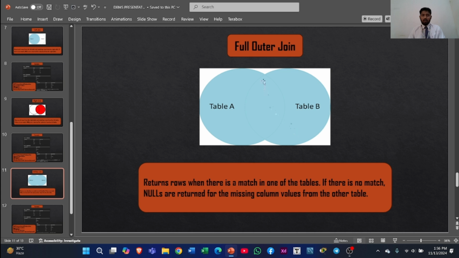Now I will describe full outer join. Here is the diagram of full outer join. Full outer join means return rows when there is a match in one of the tables. If there is no match, nulls are returned for the missing columns from the other table.